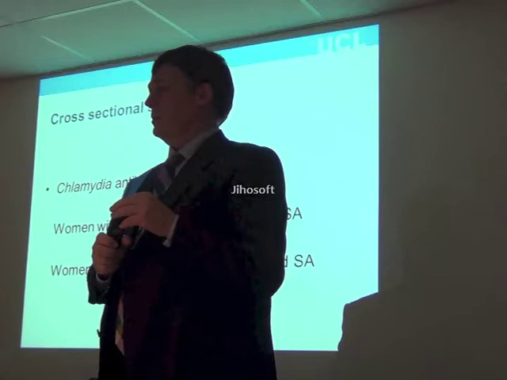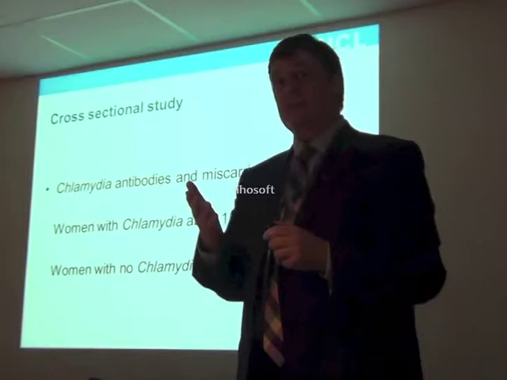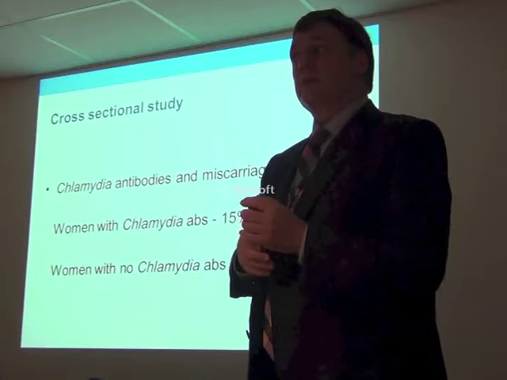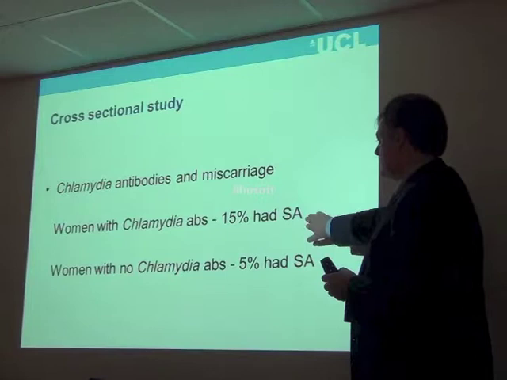So an example that was used a few years ago was looking at people who had a miscarriage and comparing those with people who didn't have a miscarriage and seeing who had antibodies to chlamydia, to see whether there's an association between chlamydia infection and miscarriage. So in this instance, of women with chlamydia antibodies, 15% had a spontaneous abortion. Of women with no chlamydia antibodies, 5% had a spontaneous abortion.